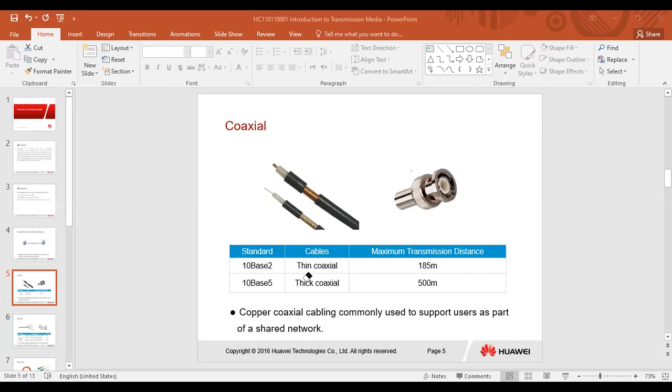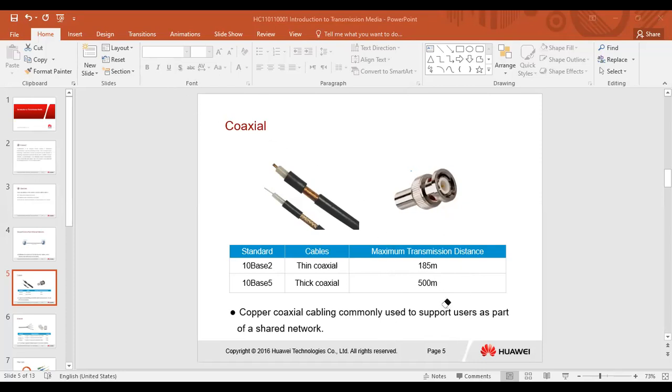The thin coaxial cable is known by its standard 10Base2, while the thick coaxial cable is known by 10Base5. The thin coaxial cable can be extended up to 185 to 200 meters, meaning you can transmit data from 1 meter to 200 meters maximum. In thick coaxial cable, you can transmit your data up to 500 meters maximum.